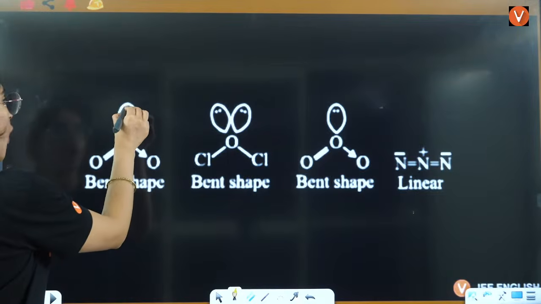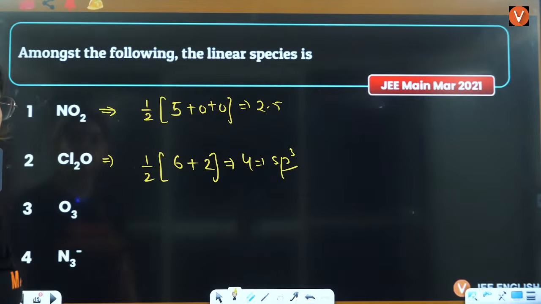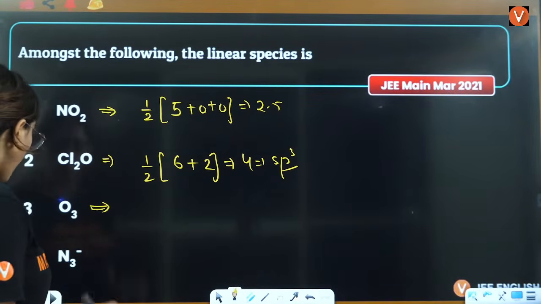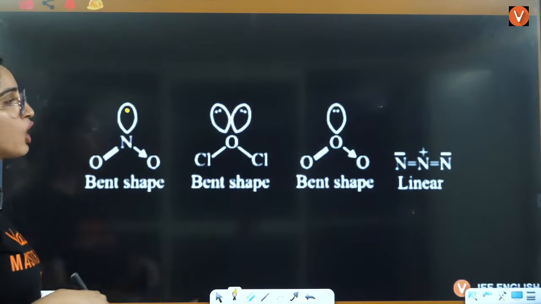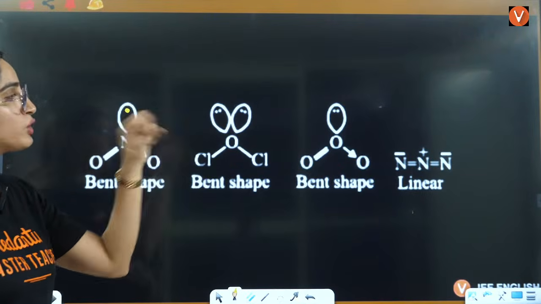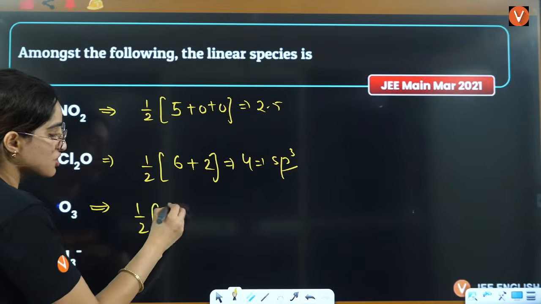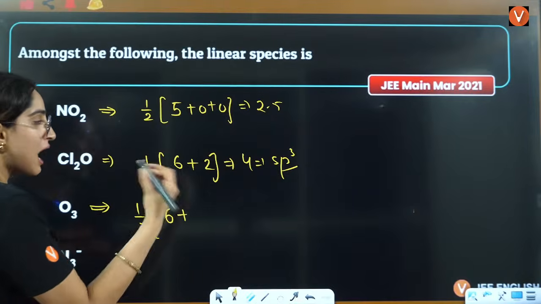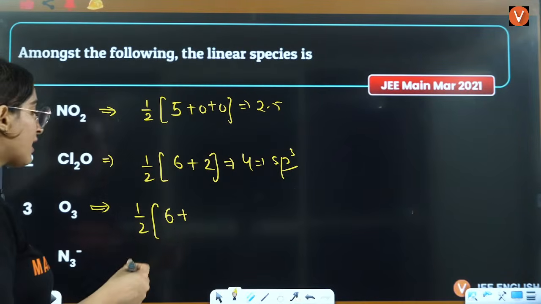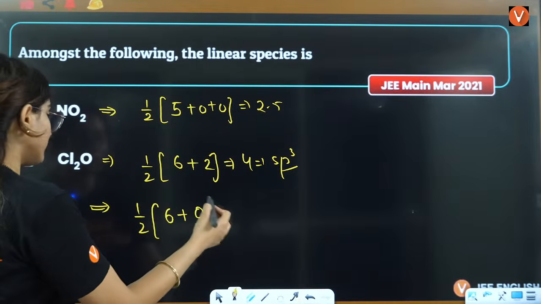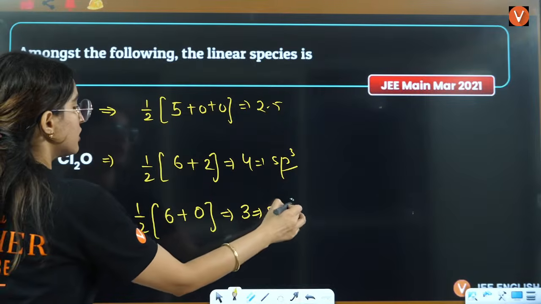Because of this odd electron species that it is, right? Then if you talk about O3 that we already discussed, this is actually going to be sp2. You can take one oxygen atom as the central atom and the other two oxygen atoms as the surrounding atoms. They are not monovalent, they don't have any charge, so it will be 3. 3 is nothing but sp2.